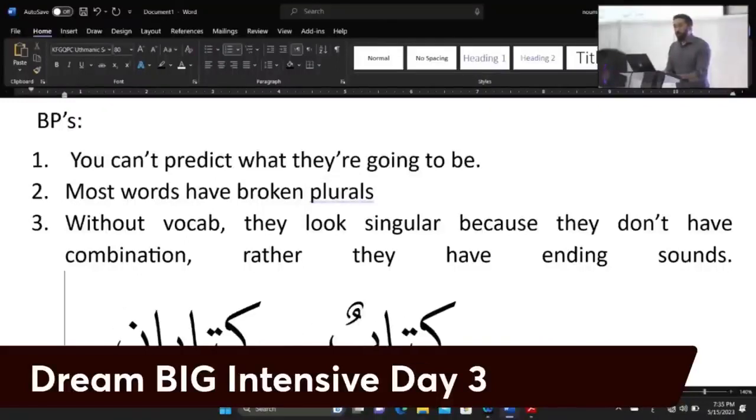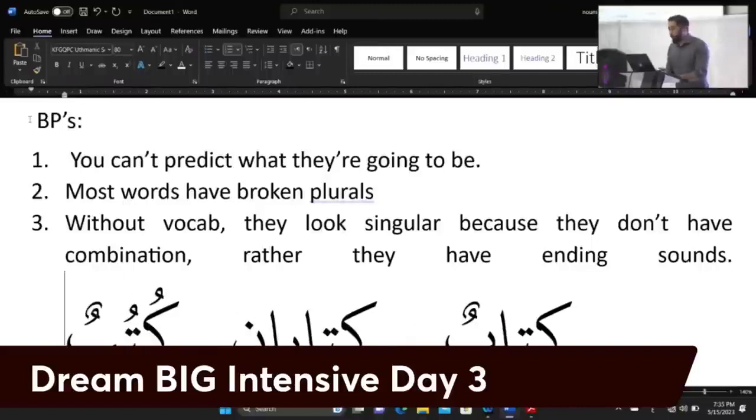But when it comes to the plural, what happens? Kutubun, kutuban, and kutubin. The endings look exactly like which column? The first column. The singular column. So when you look at it, you're like, oh, this word is singular. No, no, no. The only way you could tell it's not singular, what's the secret? Vocabulary. Without vocabulary, it looks to you like it's singular. But with vocabulary, oh, now I know the difference between kitabun and kutubun.